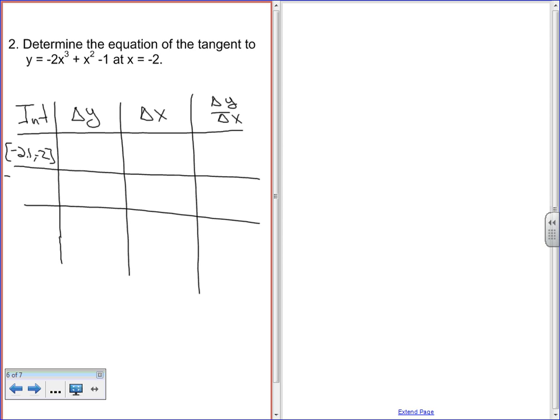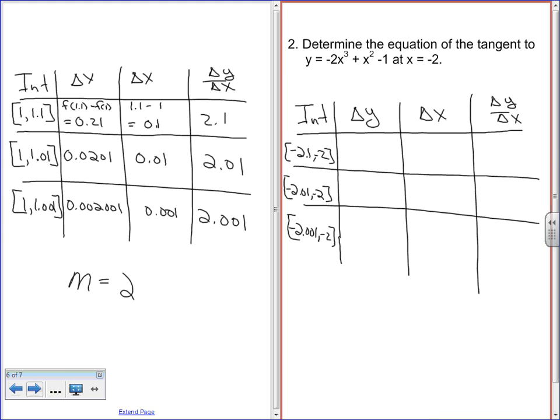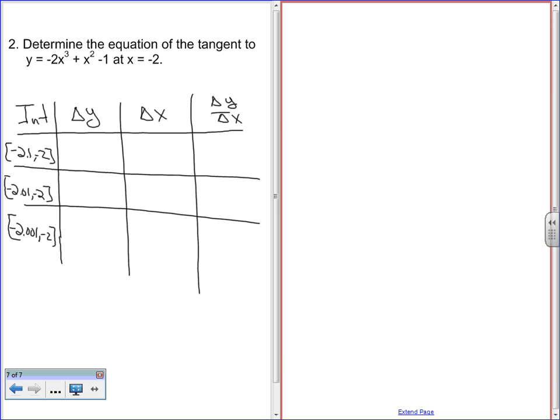And then -2.01, -2, and then finally -2.001, -2. So whenever you're writing an interval, you always want to write the left number first and then the right one. We've been in the habit of writing this and then the 0.1 on the other side because the positive one was always on the other side. Do you understand the difference? Okay, so now it's just a matter of filling out this chart.